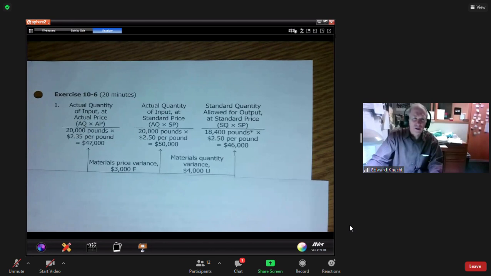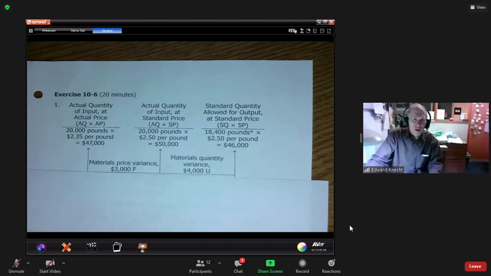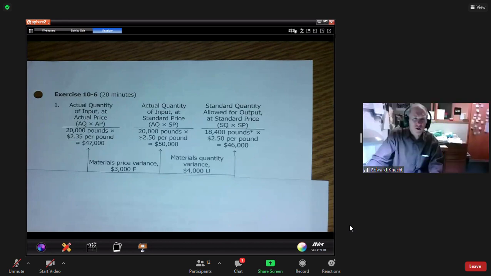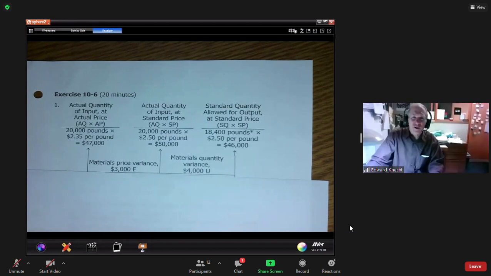No, you're not listening. How many pounds are we supposed to use for each unit produced? How many? 4,000. In part B, it says all of the material purchased was used to produce 4,000 units. But what does it say the standard is? How much is supposed to be put in each unit in the standard? Does it say how many pounds we're supposed to use for each unit produced?